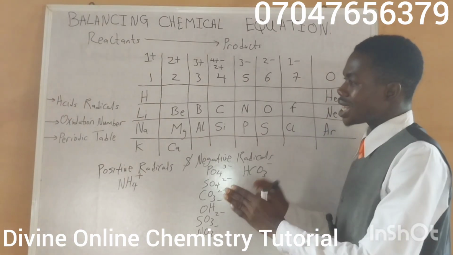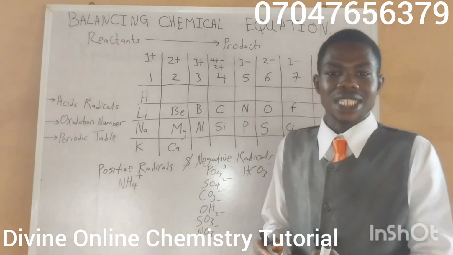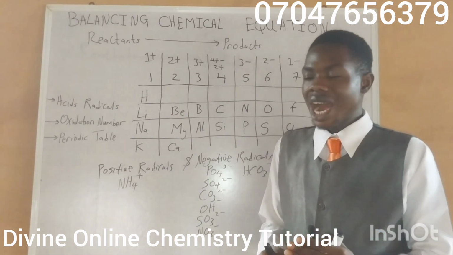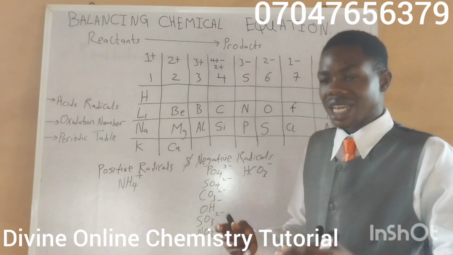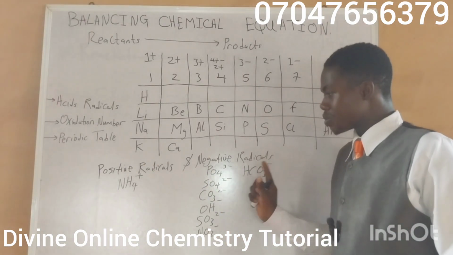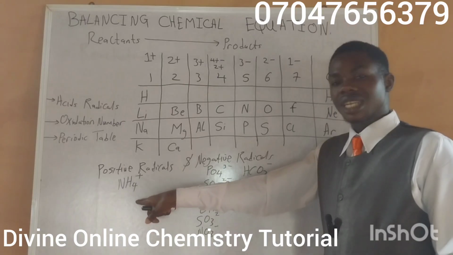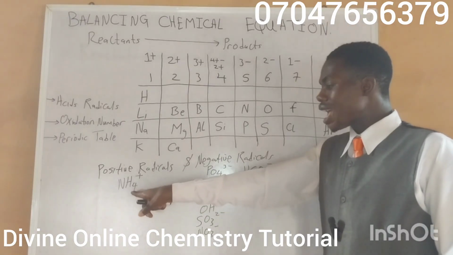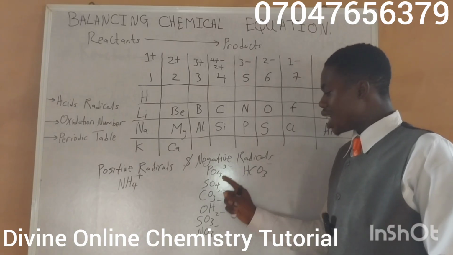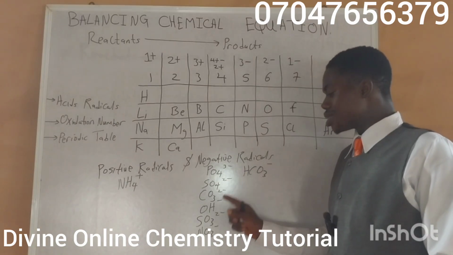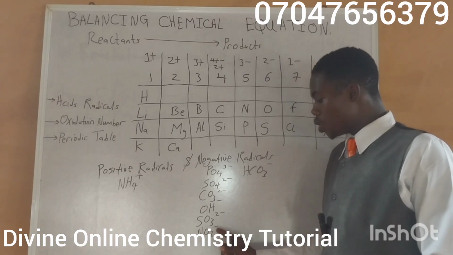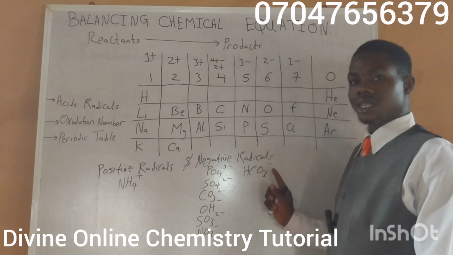Like I said earlier on, radicals are a group of elements that exist as a single unit. And I went further to say that radicals are of two types. We have the positive radicals and the negative radicals. Example of a positive radical, we have the ammonium ion, which is NH4. Then under the negative radicals, we have PO4 3 minus, SO4 2 minus, CO3 2 minus, OH minus, SO3 2 minus, NO3 minus, HCO3 minus.